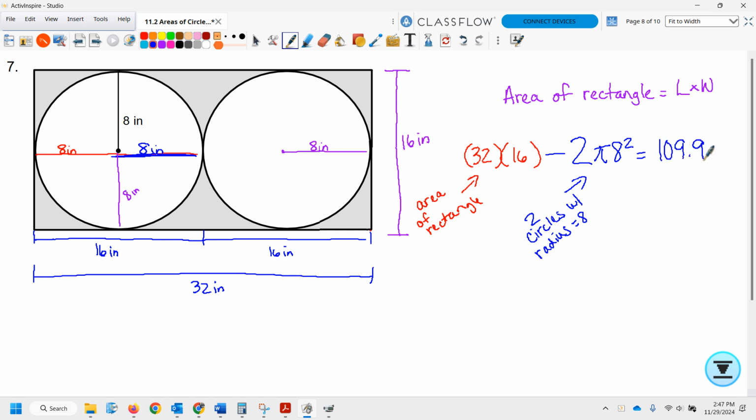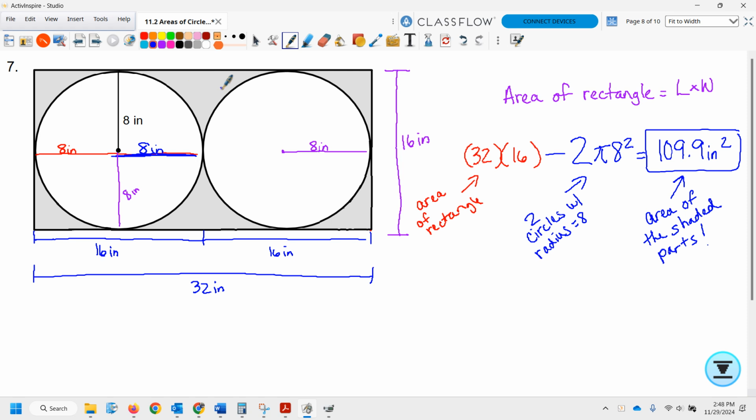109.9 inches squared. That's the area of the shaded region. Shaded parts. How about that? Right? We took the area of the rectangle, we subtracted out 2 circles, and that's what we're left with. Right? This gray stuff in here. That's how we do it. It's not rocket science, guys. It's not terrible. I know you can do it.